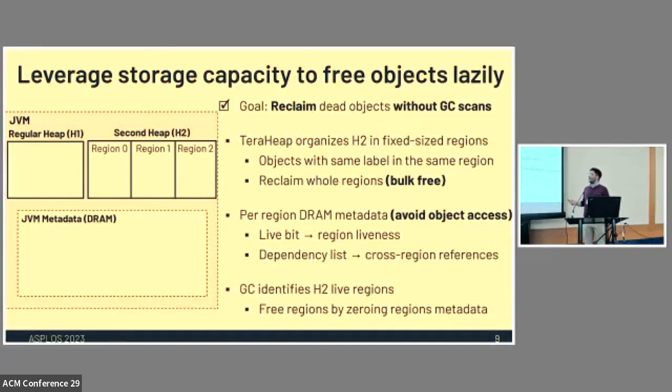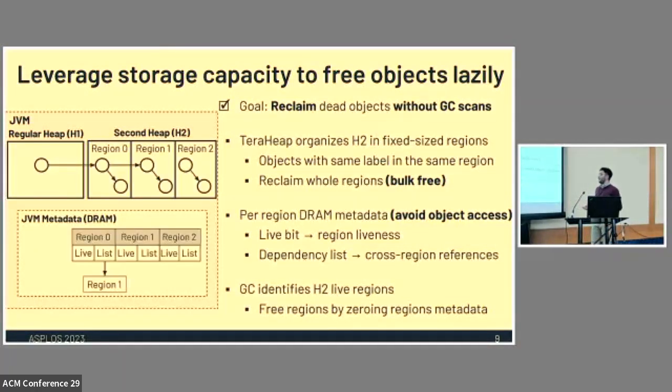To avoid further access over the storage device, we keep per region metadata in DRAM. This metadata shows if the region is live or dead, and also we keep a dependency list on which regions we have dependencies. For example, in this scenario here, region 0 is dependent on region 1 because we have a cross-region reference. So we extend the garbage collector to identify live H2 regions when it performs a liveness analysis of the objects in the first heap.